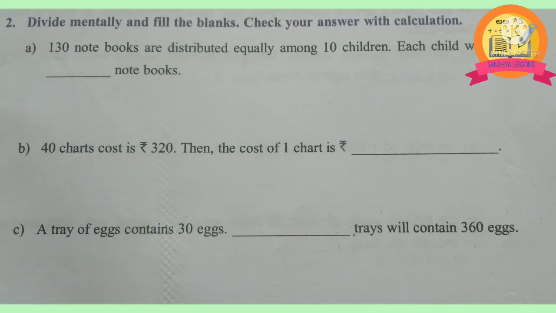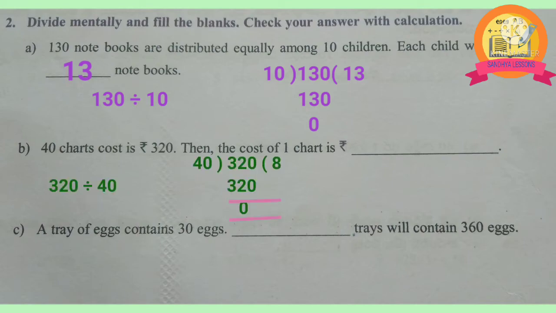Second Roman numeral: divide mentally and fill the blanks. Check your answer with calculation. First problem, 130 notebooks are distributed equally among 10 children. Each child will get how many notebooks? To get the notebooks, we should divide 130 with 10. After dividing, we get 13.